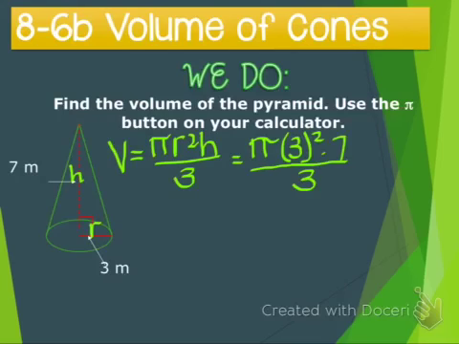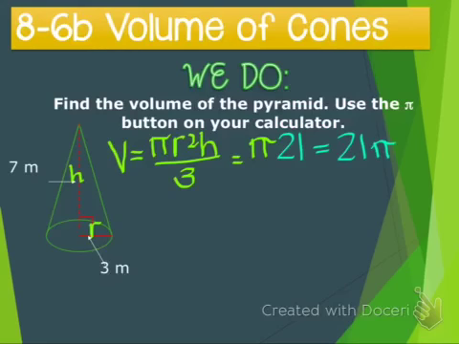So the first place that we can do a simplification is right here on our 3 squared. 3 times 3 is equal to 9. And then we can simplify 9 times 7, which is equal to 63. And then before we move on to our pi, we want to simplify 63 divided by 3, which is actually only 21. So we need to do 21 pi in our calculator. So we're going to do 21 times the pi button, which gives us 65.973.